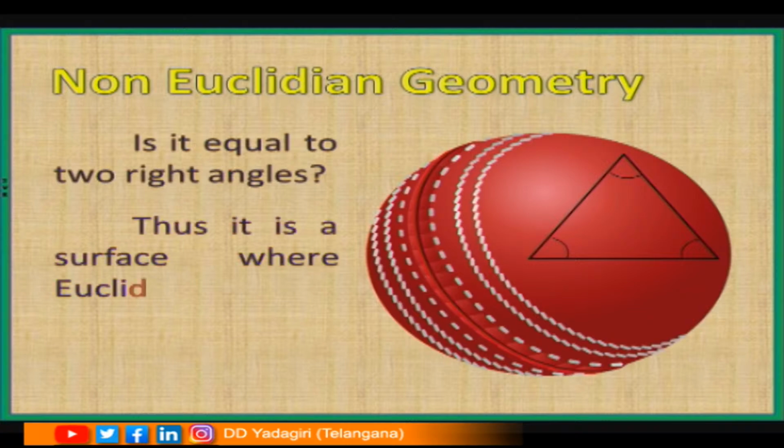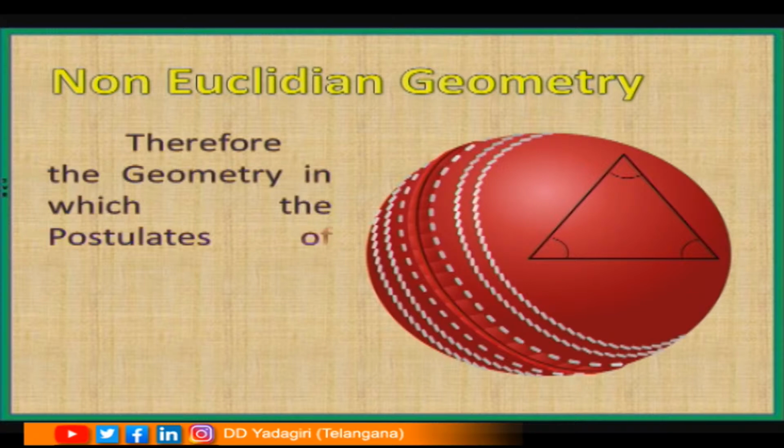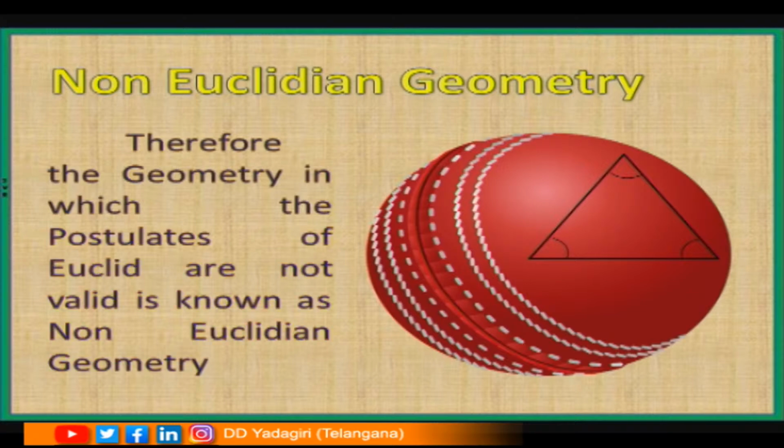No. Thus, it is a surface where Euclid's postulate is not valid. Here we have observed that the sum of the angles of the triangle is not equal to two right angles. That means, Euclid's postulate is not valid. If it is not valid, what can you say? Therefore, the geometry in which the postulates of Euclid are not valid is known as non-Euclidean geometry.